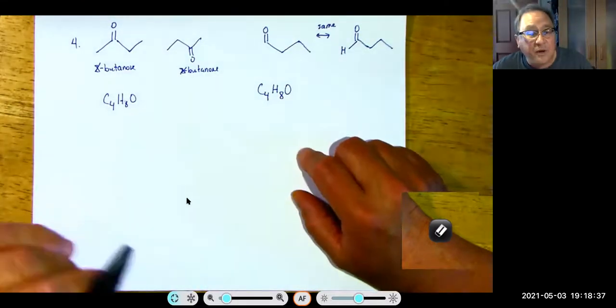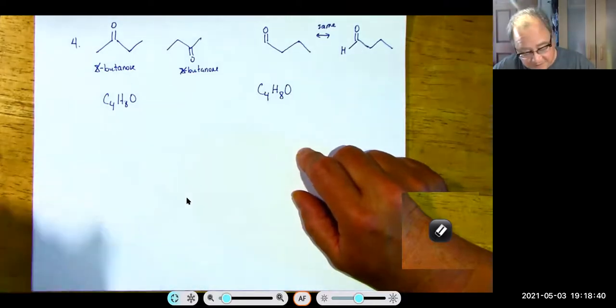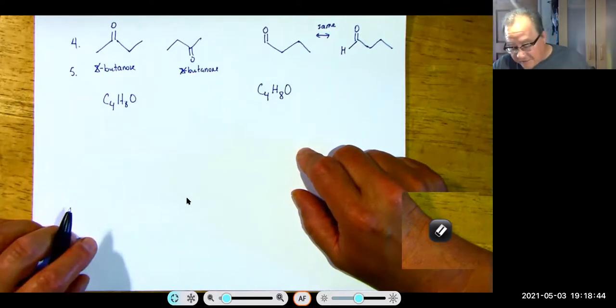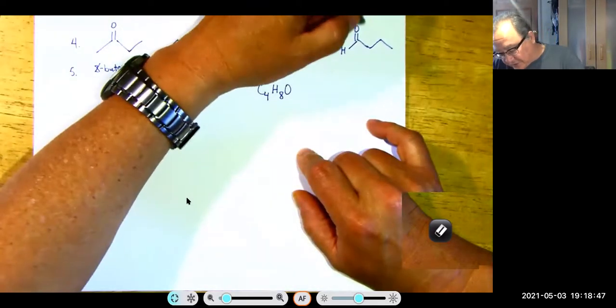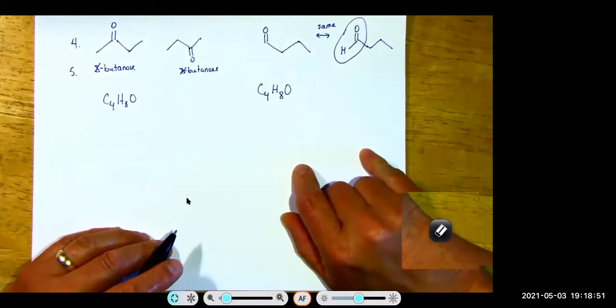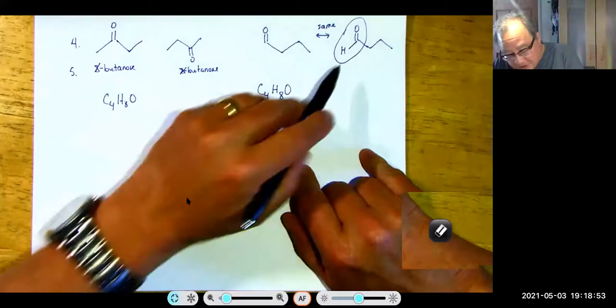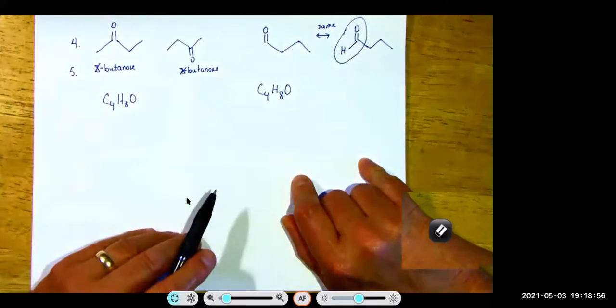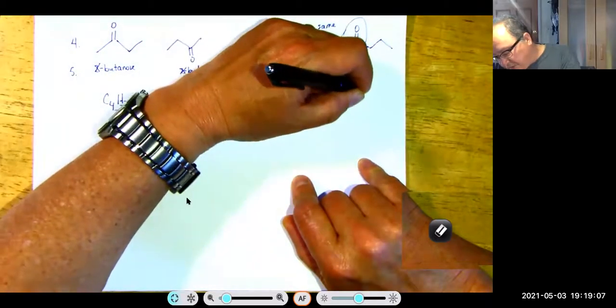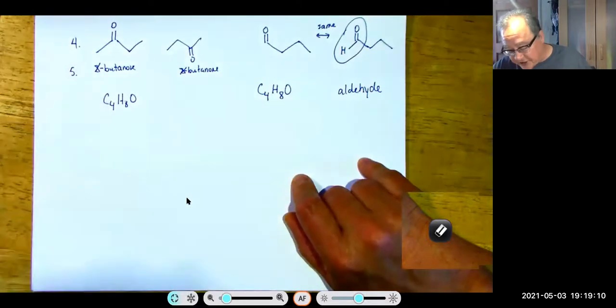Oh, and now for number 5, we're supposed to identify the functional group. So what is that functional group? With the OH, that's not an OH. The OCH with the double bond is the aldehyde. That's correct. So when it's not an OH, but just an H, it's an aldehyde.